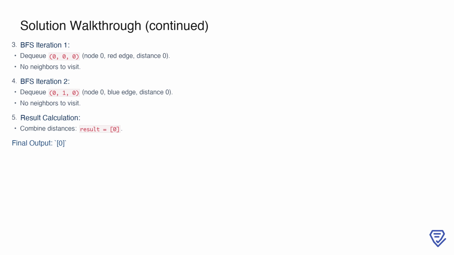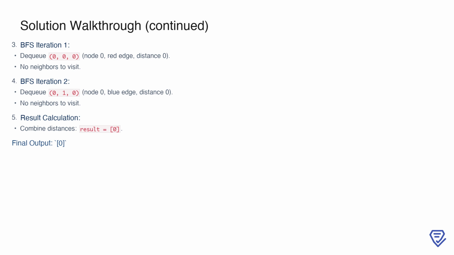In the first BFS iteration, we dequeue node 0 using a red edge at a distance of 0. Since there are no neighbors to visit, no updates are made. Similarly, in the second iteration, we dequeue node 0 using a blue edge at a distance of 0. Again, there are no neighbors to visit, so no updates are made.